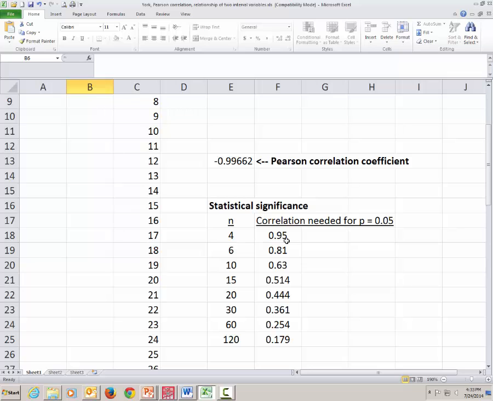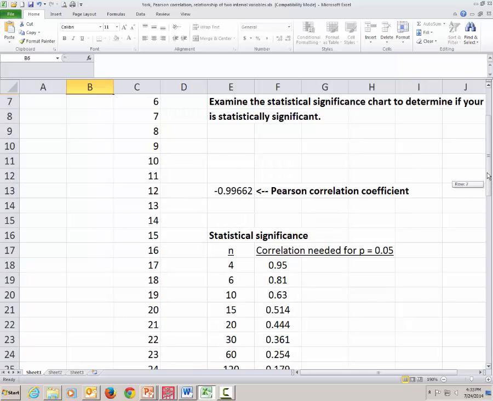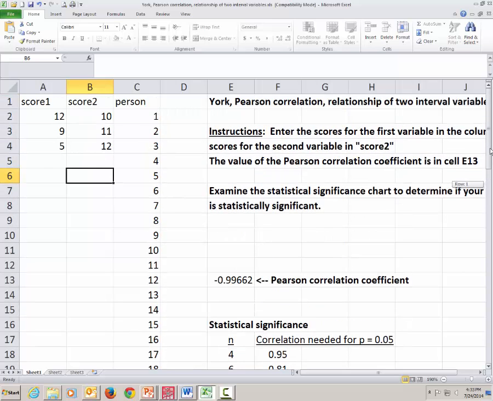But if you had 4 and a correlation of 0.95, that is significant at the 0.05 level. As you can see, a sample size of 20 and a Pearson correlation of 0.44 would also be significant at this level. So here's your guide as to whether you have achieved significance at this particular level. If you have a table of the Pearson, you can look at specifics with regard to other sample sizes and so forth. Okay, I hope we're clear about what you do here and how you find what you need to find.